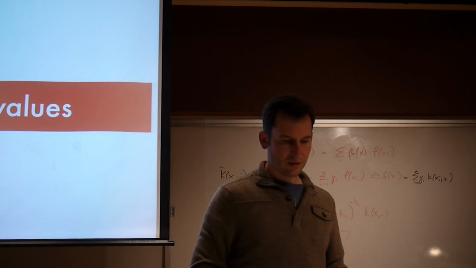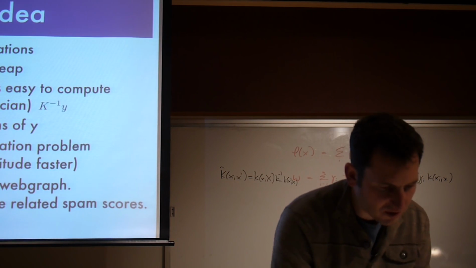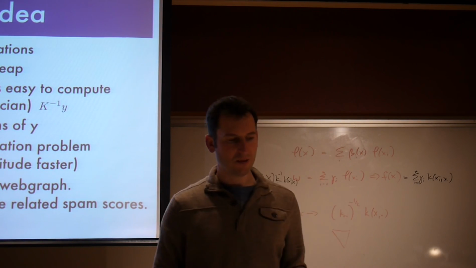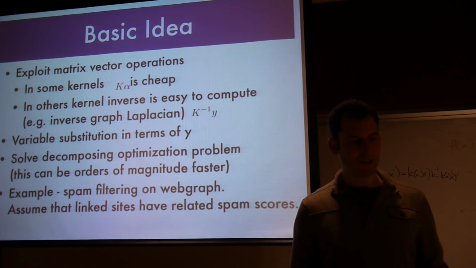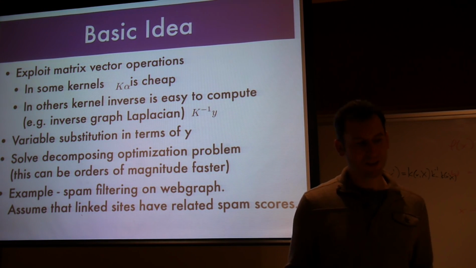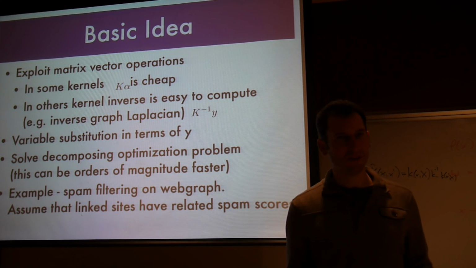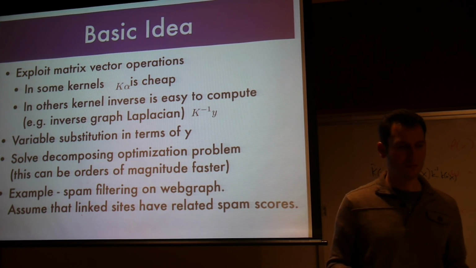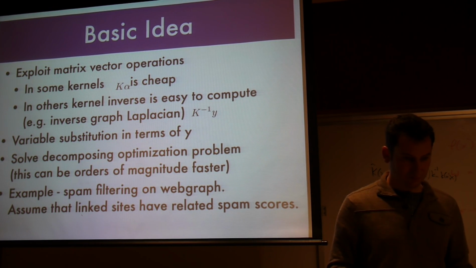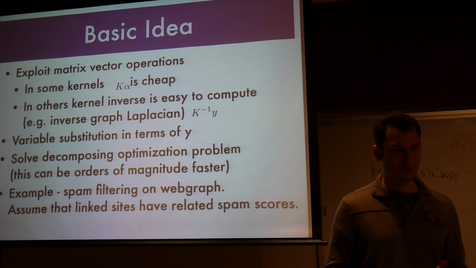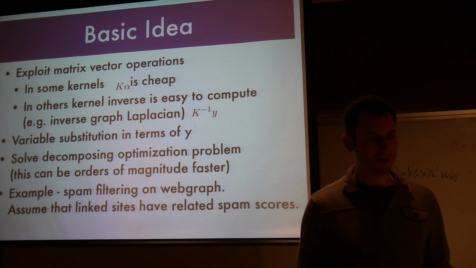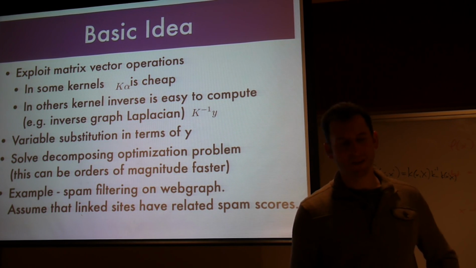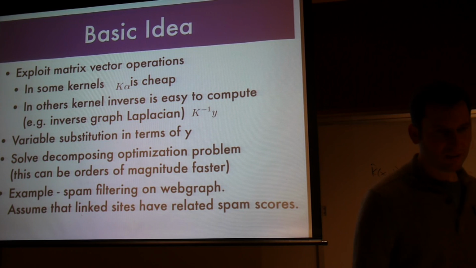So, one thing you could do is you could just use function values, and I'll just show you briefly on a single slide what the idea is. So in some cases, evaluating K times alpha is cheap. In some cases, K inverse times y is cheap. And so you just reparameterize like what I showed you at the beginning of today's class. And you substitute in the variables and you solve the optimization problem. That can be a lot faster. So a popular example is when you do web spam filtering.